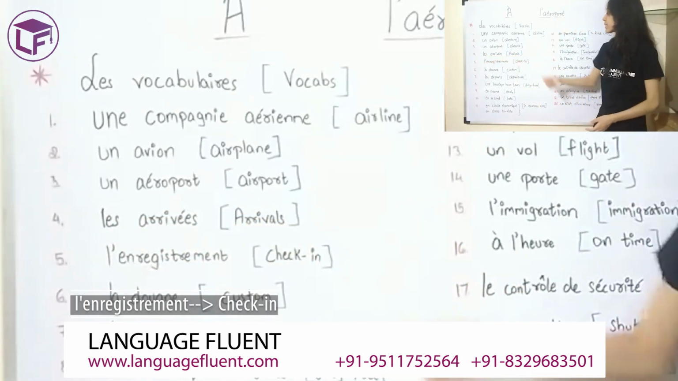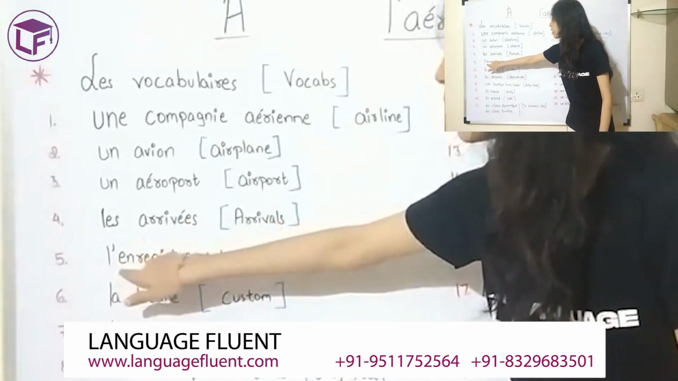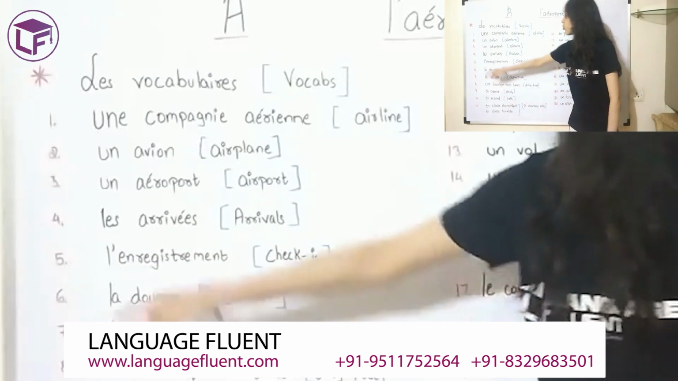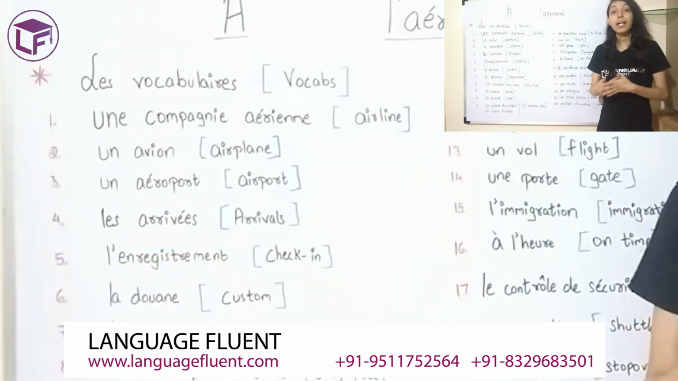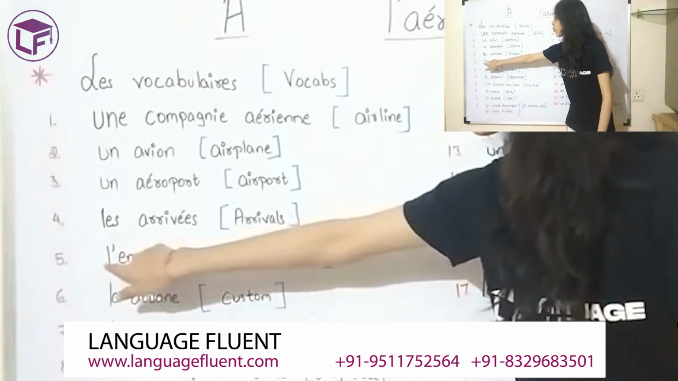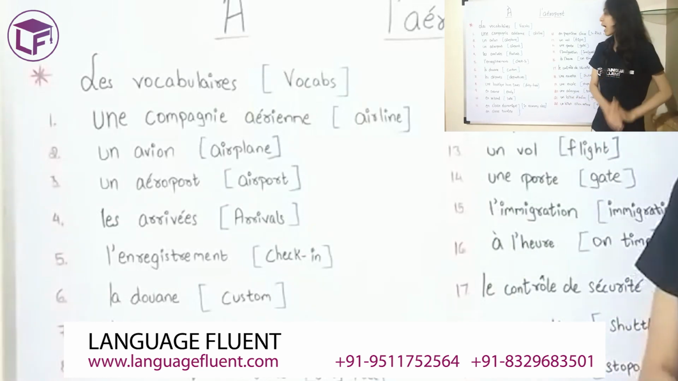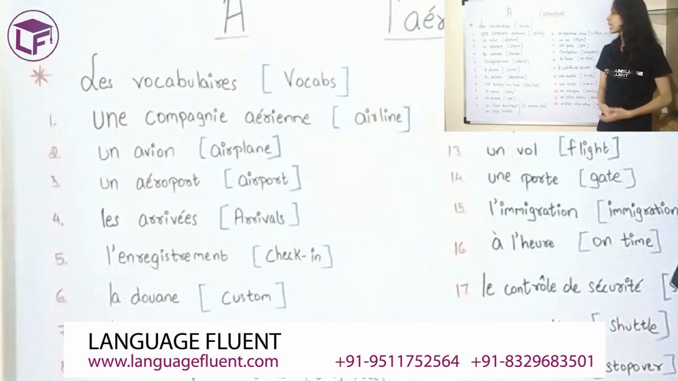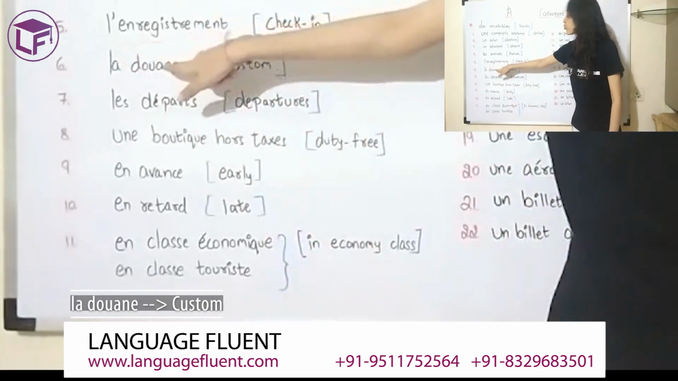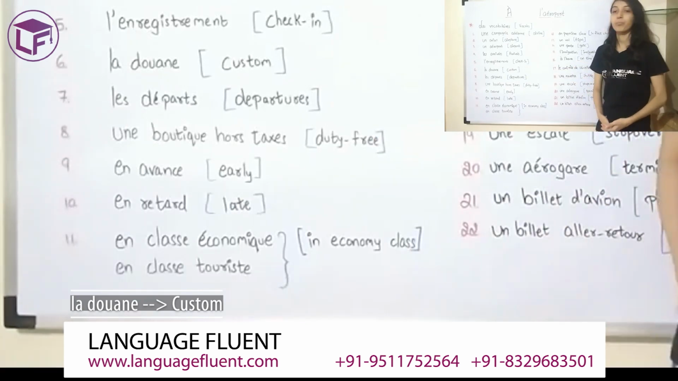Then we have l'enregistrement, which means check-in in English. So here E is a vowel and we are adding article l' apostrophe, that is definite article. So we write l' apostrophe because the word starts with a vowel. So instead of le or la, we add l' apostrophe. So we say l'enregistrement.